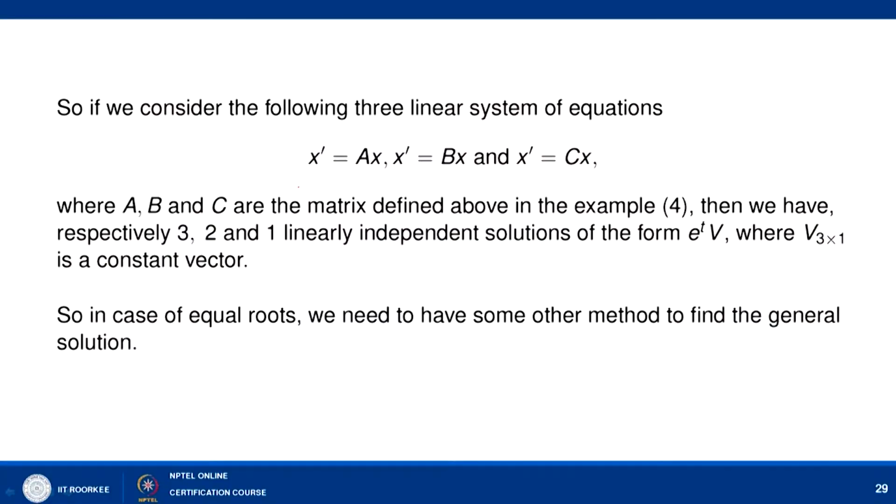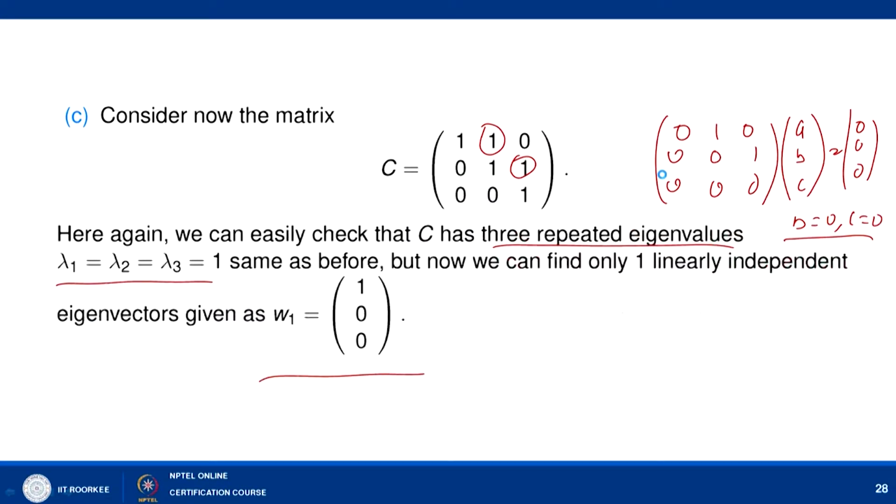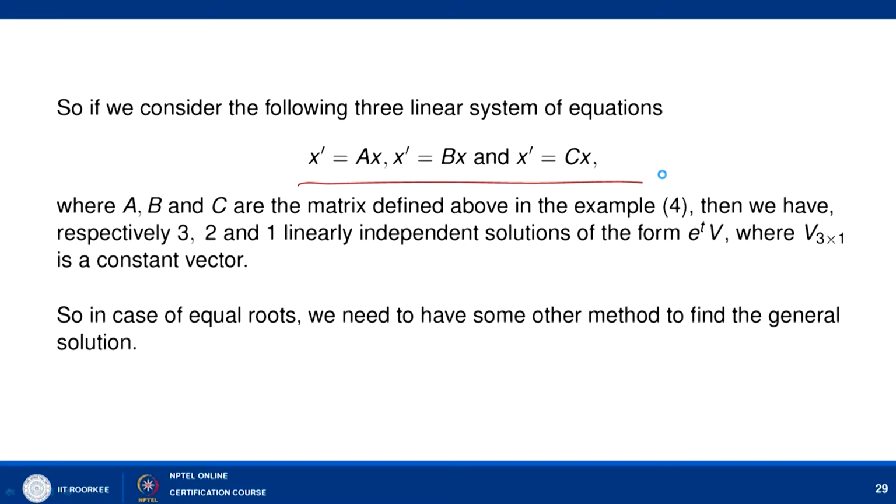So, if we consider the following 3 linear systems of equations, that is x dash equal to Ax, x dash equal to Bx and x dash equal to Cx, where A, B and C are the matrices defined in example 4, then we have only 3 in the first case, 2 in the second case, and 1 in the third case, linearly independent solutions of the form e to power lambda t into v, where v is a 3 cross 1 constant vector.